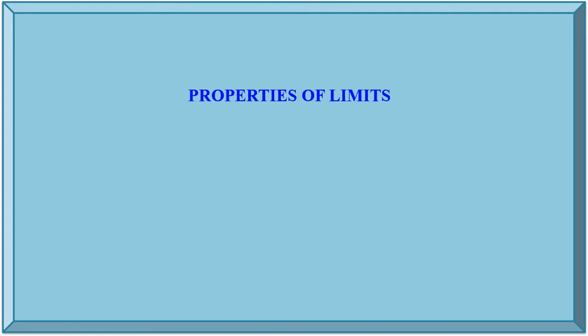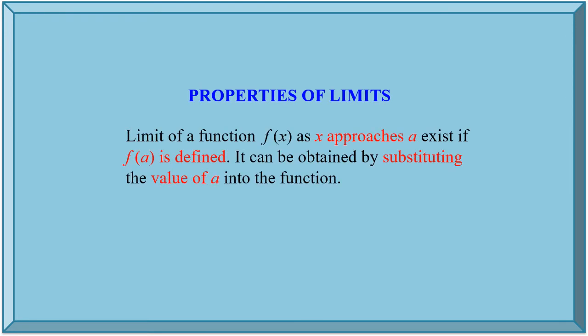So let's see the properties of limits. The limit of a function f(x) as x approaches a exists if f(a) is defined. It can be obtained by substituting the value of a into the function. So this is how we try to find the limit. We just substitute the value of a into the function.